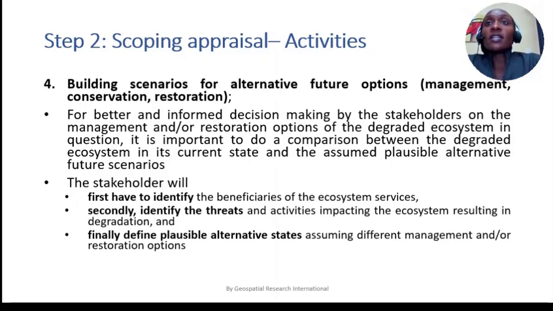To achieve this, the stakeholders will first have to identify the beneficiaries of the ecosystem service, and then identify the threats and activities that are currently impacting the ecosystem, resulting in degradation. And then finally, they will define plausible alternative states, assuming different management or restoration options. The identification of the beneficiaries and the threats is a bit straightforward, so I won't talk about them, but in essence, the outcomes of the two are meant to create a platform where the current state of the degraded ecosystem can be compared to plausible alternative states in the next step.